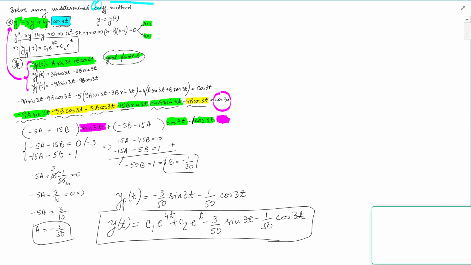And we solved it using the method of undetermined coefficients. In order to find c1 and c2, we would need initial conditions. We would need two initial conditions, and from this form on, we would apply the initial conditions and find c1 and c2.